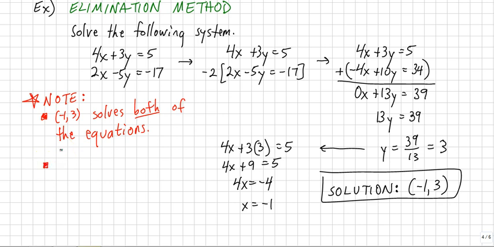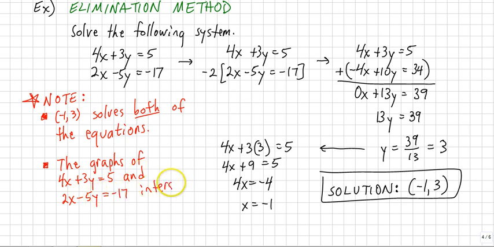The other thing that you need to realize is since we got one solution, that tells me that the graphs of 4x plus 3y equals 5 and 2x minus 5y equals negative 17 intersect at negative 1 comma 3. So that coordinate is where those two graphs intersect. And we're actually going to see that here in a bit.